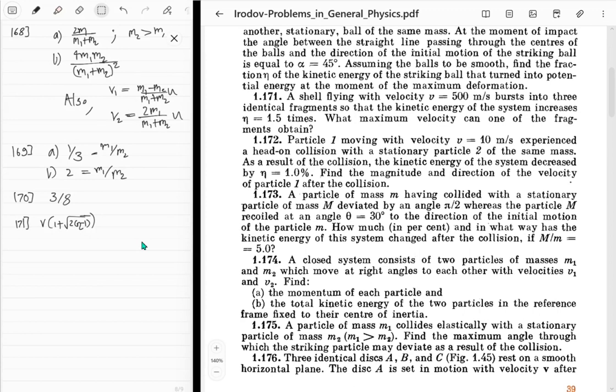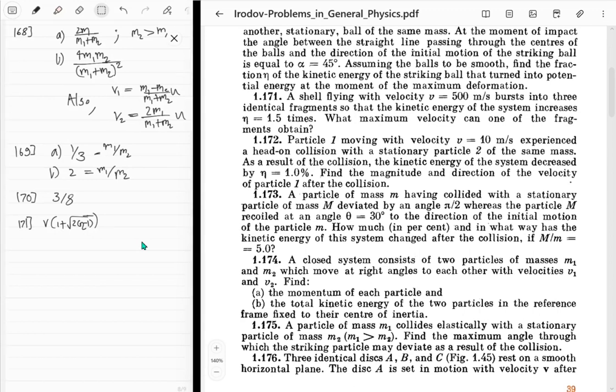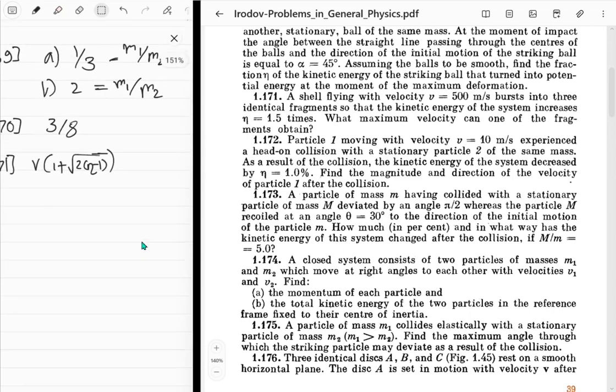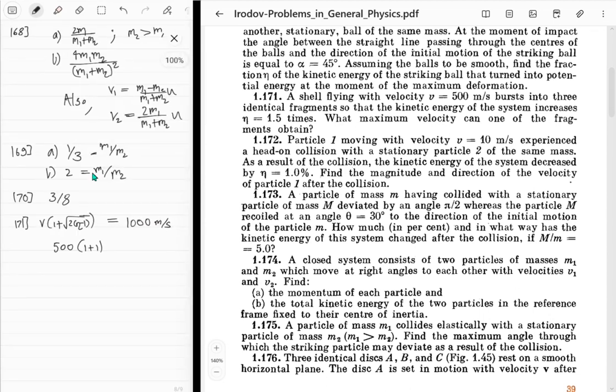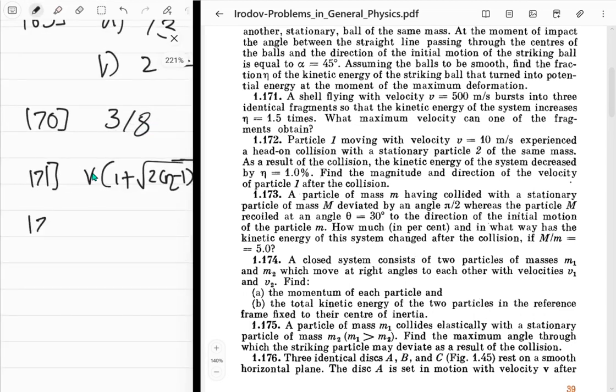Perfect. So now that this is done, oh, we need to calculate this as well, sorry. So V is 500. And then what is this? 1 plus square root of, we already calculated this, 0.5 times 2 is 1, so 1 plus 1. It's going to be 1,000 meters per second. That's so weird. Okay, let's go to 172.